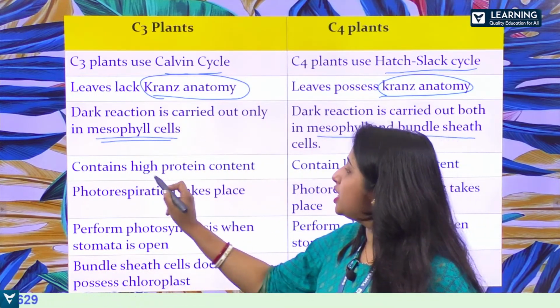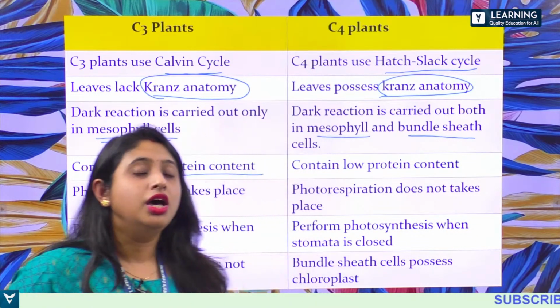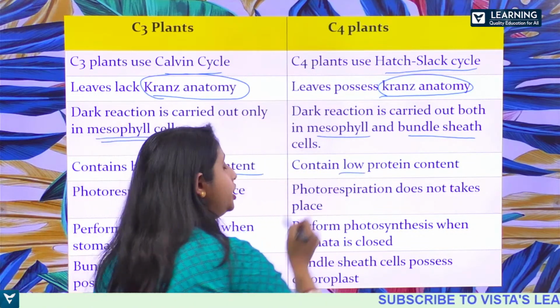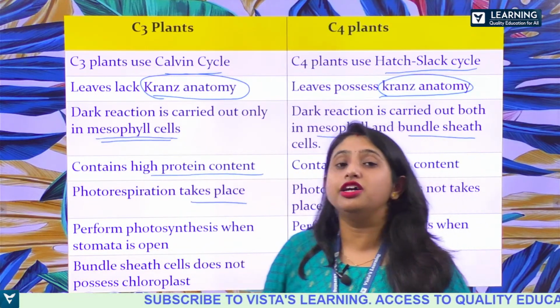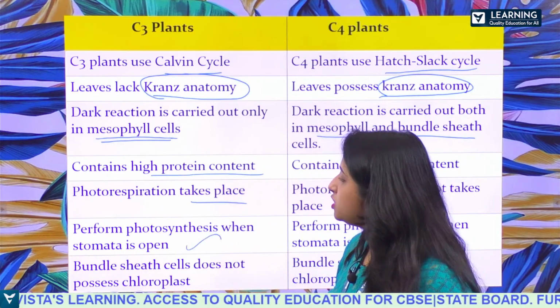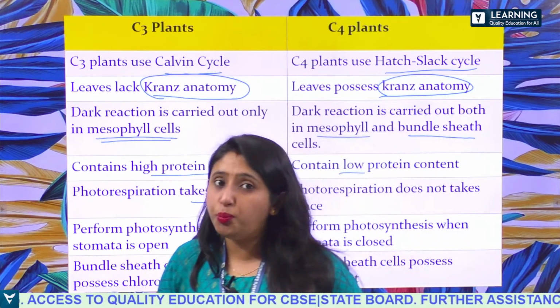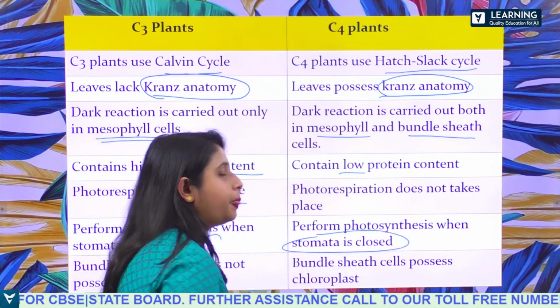Next, what happens? It contains high protein content, whereas these plants contain low protein content, okay? So next, photorespiration takes place here, whereas photorespiration is not taking place there, okay? It performs photosynthesis when the stomata are open, okay? And what happens? The stomata are closed, right?